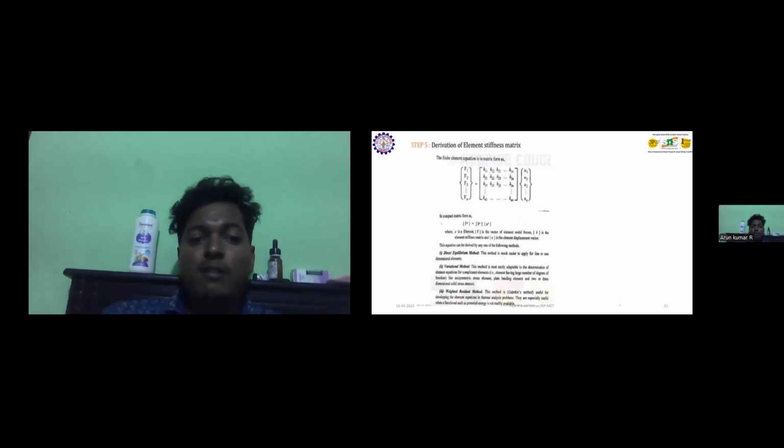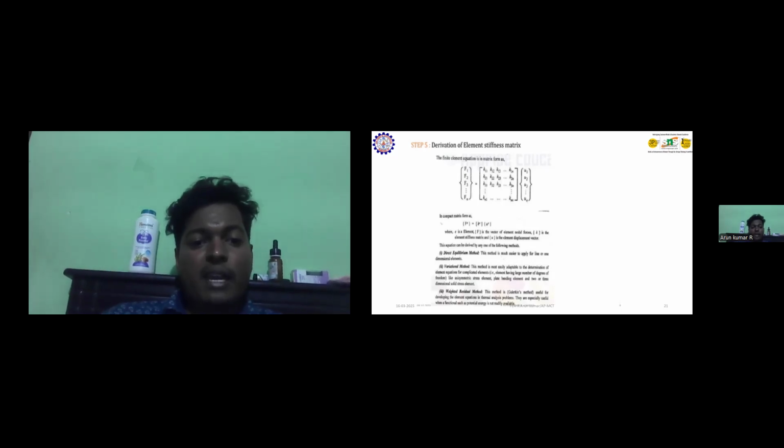So this is the simple general force matrix equation, F = K U. I already told you, F is the force matrix, K is the stiffness matrix, and U is the displacement matrix. This equation can be derived by the following methods: one is the direct equilibrium method, and the others are the variational method and the weighted residual method.